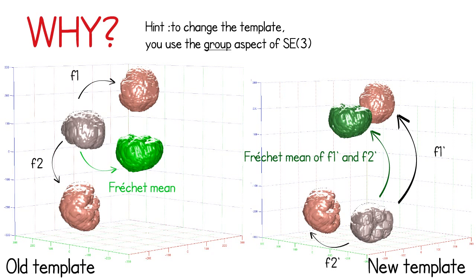Because the Fréchet mean was defined regardless of the group aspect of SE3. It's a definition for Riemannian manifolds. So, it does not respect the group logic in general. We say that it is not group consistent.